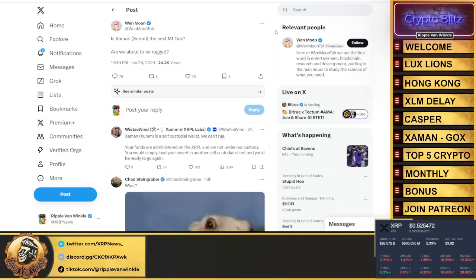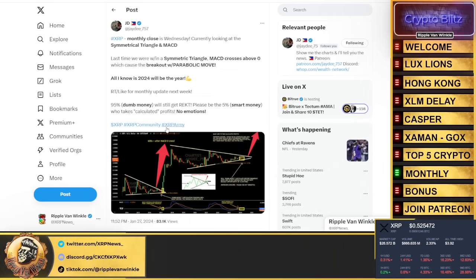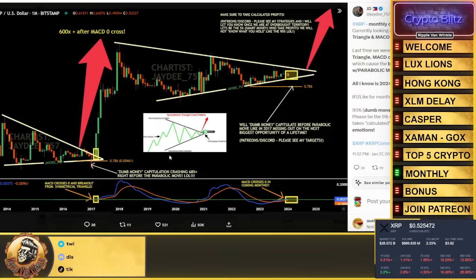We're going to jump into the monthly XRP chart. My man Jay put it out there. Let me blow it up. He said the monthly closes Wednesday. We're currently looking at a symmetrical triangle and MACD. Last time we were in a symmetrical triangle, the MACD crossed above zero, which caused us a parabolic move. All I know, this is JD saying this, all he knows is 2024 will be the year. He's right. There's the chart right there.